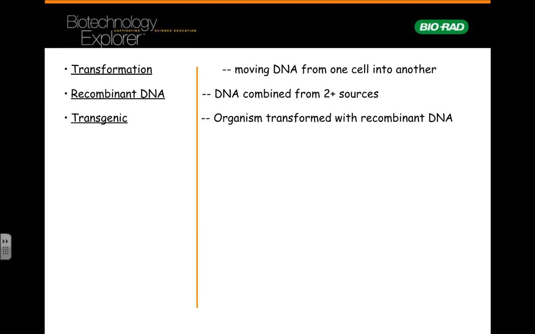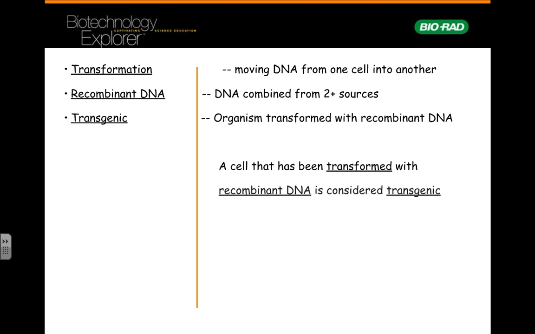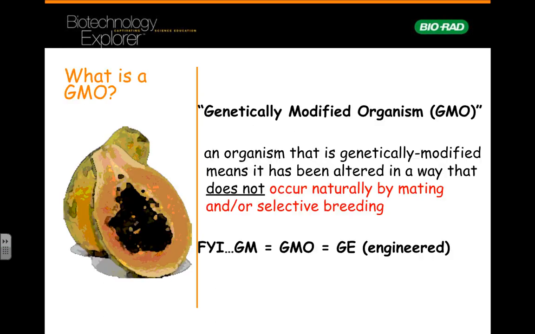Transgenic actually technically would be the bacteria themselves. The DNA would be the plasmid, the recombinant DNA. But transgenic organisms are transformed with recombinant DNA. And a cell that has been transformed with recombinant DNA is considered to be transgenic. GMOs are transgenic organisms. An organism that is genetically modified means that it has been altered in a way that does not occur naturally by mating and or selective breeding.